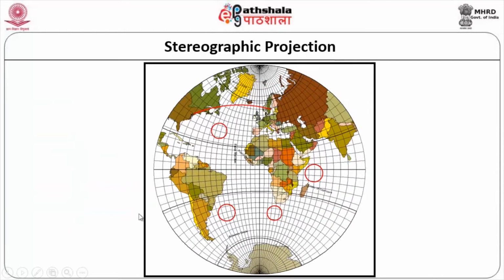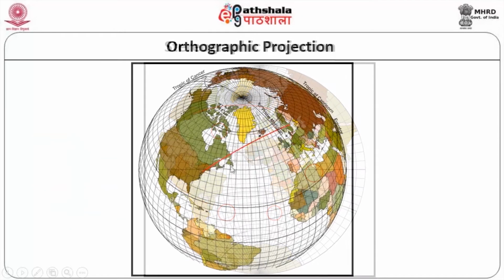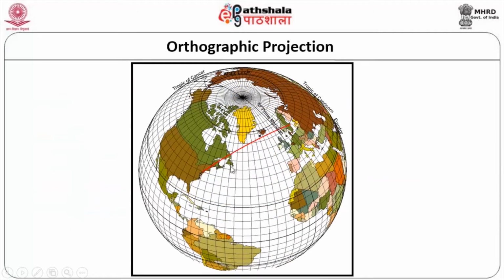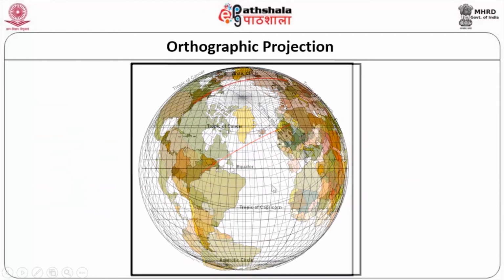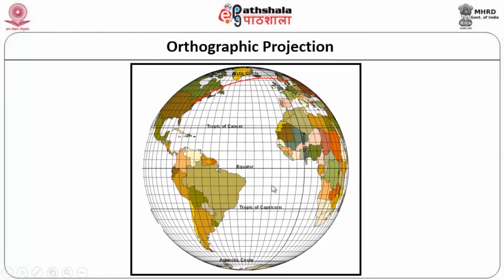You see stereographic, almost the entire earth is shown here, but in the case of orthographic it is much lesser. Orthographic projection, area of coverage is relatively lesser.